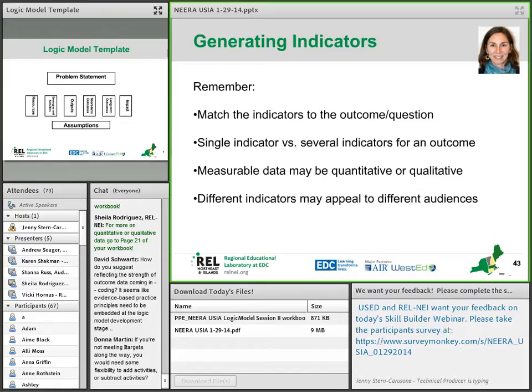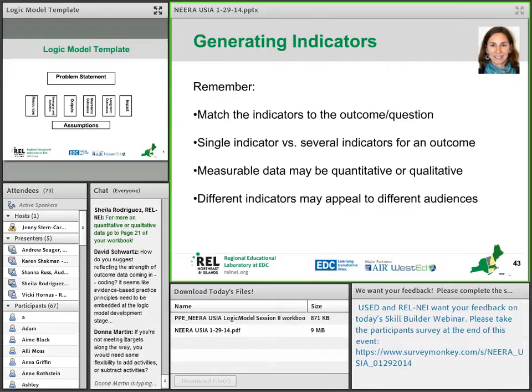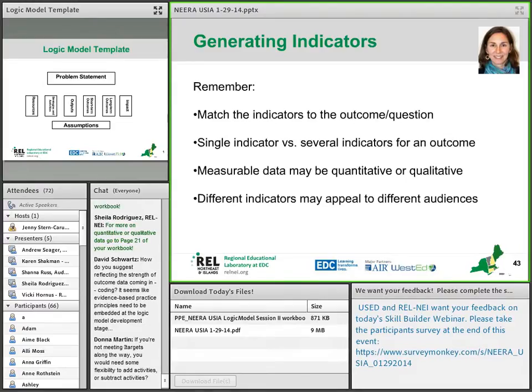Let me answer Donna's question, and then I'll turn it back over to Shayla. If you're not meeting targets along the way, you would need some flexibility to add activities or subtract activities. Yes, so that, Donna, goes back to a lot of what we talked about in the logic model workshop, which we strongly encourage you to go back and take a look at those materials if you haven't already. The logic model is not a static thing, it's a fluid thing. And similarly, if you have this logic model and you're making changes, revisiting your logic model on a regular basis, you'd also be revisiting your evaluation on a regular basis.